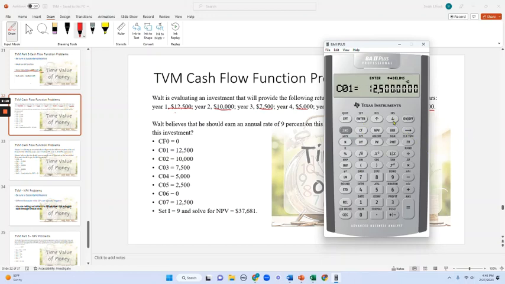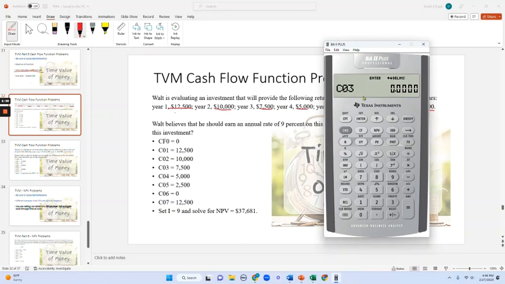And every single one of these will have a frequency. Sometimes you'll have a consistent cash flow over a period of time, and rather than just putting in the same cash flow again and again, it helps to actually hit a frequency as opposed to doing that. However, all of these are a frequency of 1, so it's coded to 1, so all we need to do is hit the down button and we go to C02. In this case, it's $10,000, and I enter that with a frequency of 1.